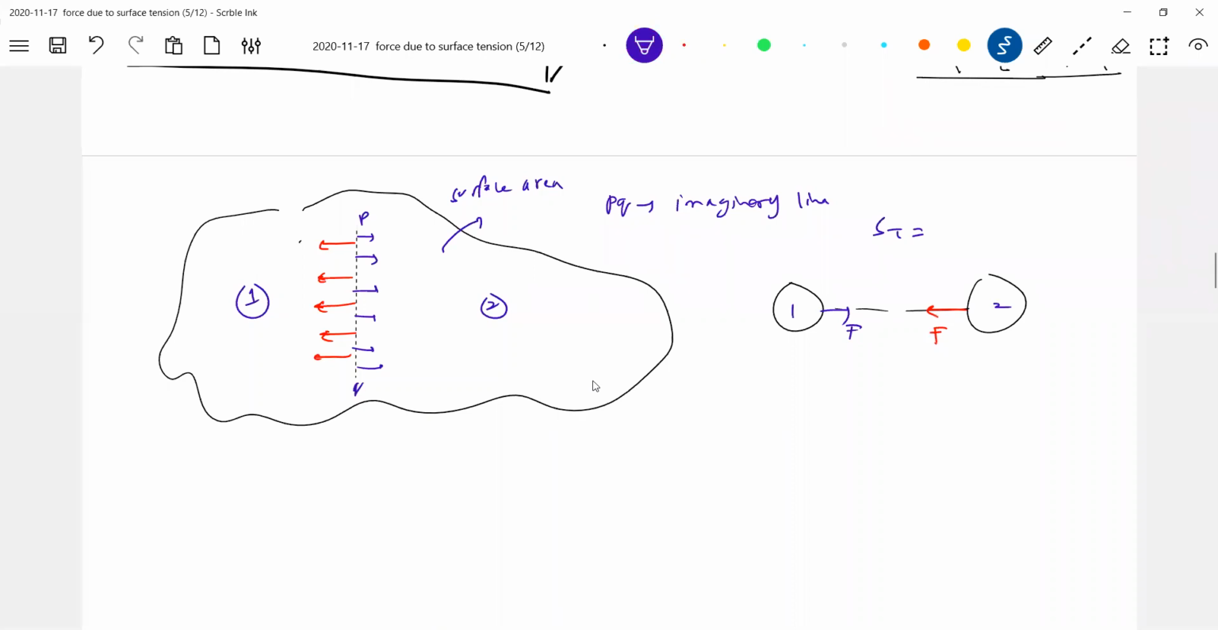There's a 2, there's a 1. I think I brought a better diagram. So how to measure surface tension? What should you do? Just take a free surface, draw an imaginary line of length L, then calculate the cohesive force. The cohesive force per unit length will be the surface tension. It is imaginary, but it's going to help us a lot in numericals.